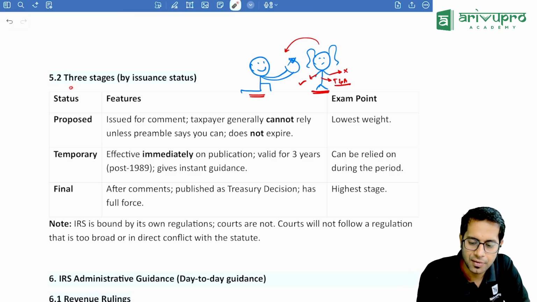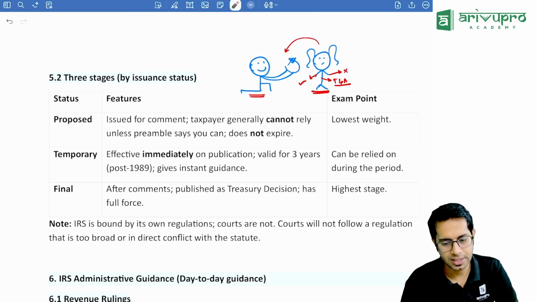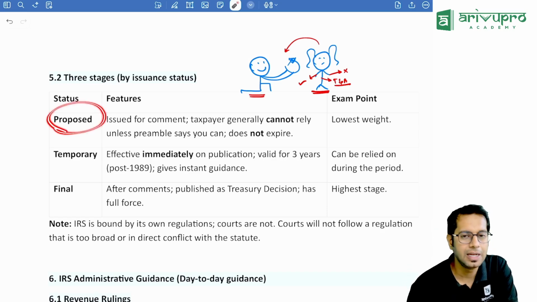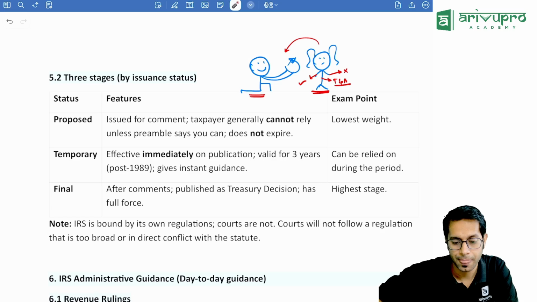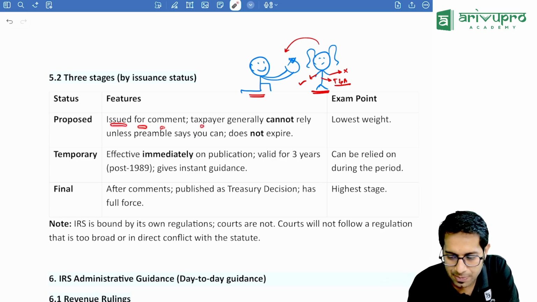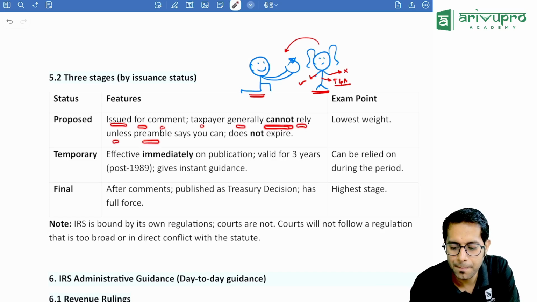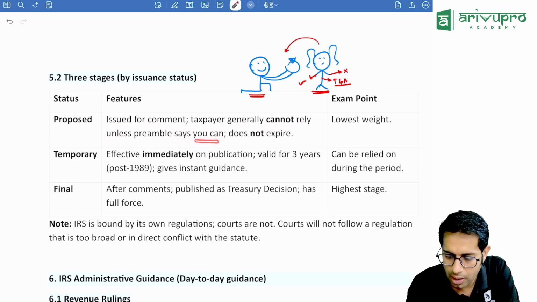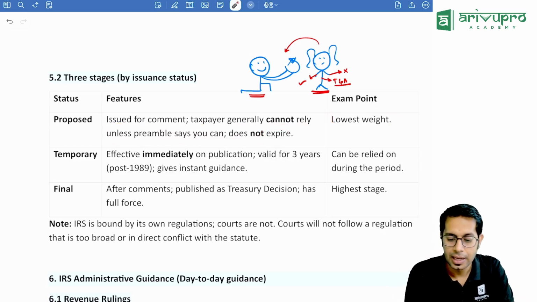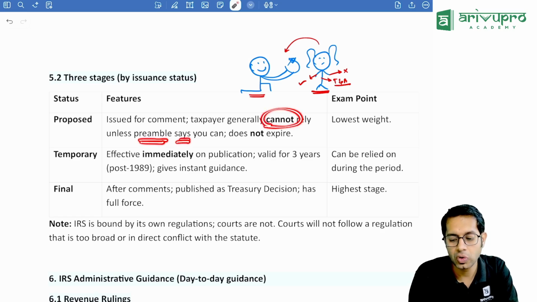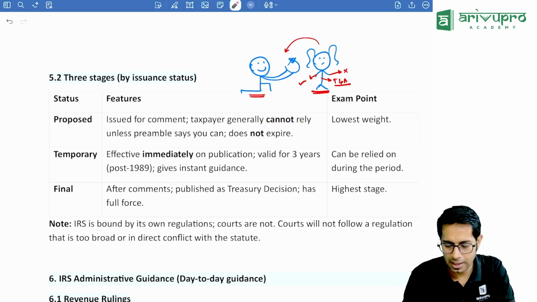So here, just like that, we have 3 stages of issuance status. First, it is proposed to be issued. Because it is proposed to be issued, it is not yet issued. Issued for comment, taxpayer generally cannot rely unless the preamble says you can, and it does not expire. Meaning what, sir? It has the lowest weightage. Unless the preamble says you can follow this, you should not follow it. And it is something which may not expire in the near future.